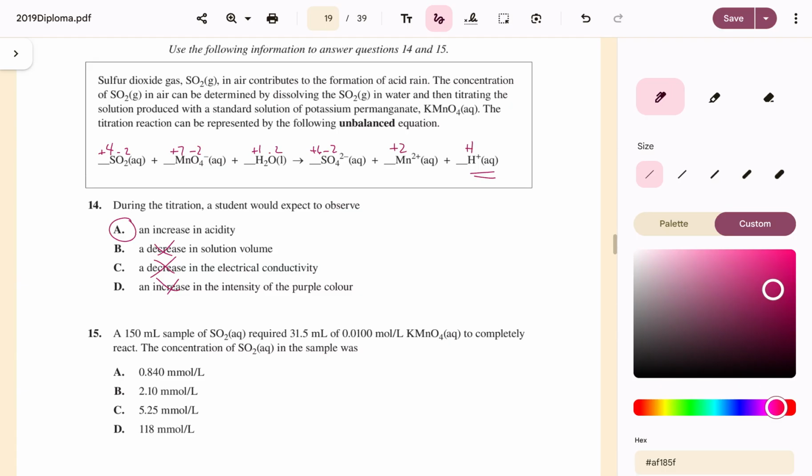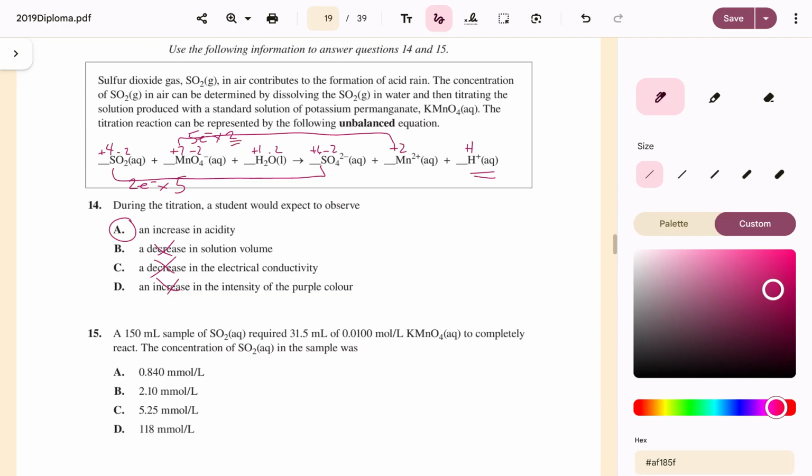And then you want to see what's changing. So sulfur is going from +4 to +6. That's an exchange of 2 electrons. Mn is going from +7 to +2. That's an exchange of 5 electrons. So to make this the same, we're going to multiply so that we're exchanging 10 electrons.